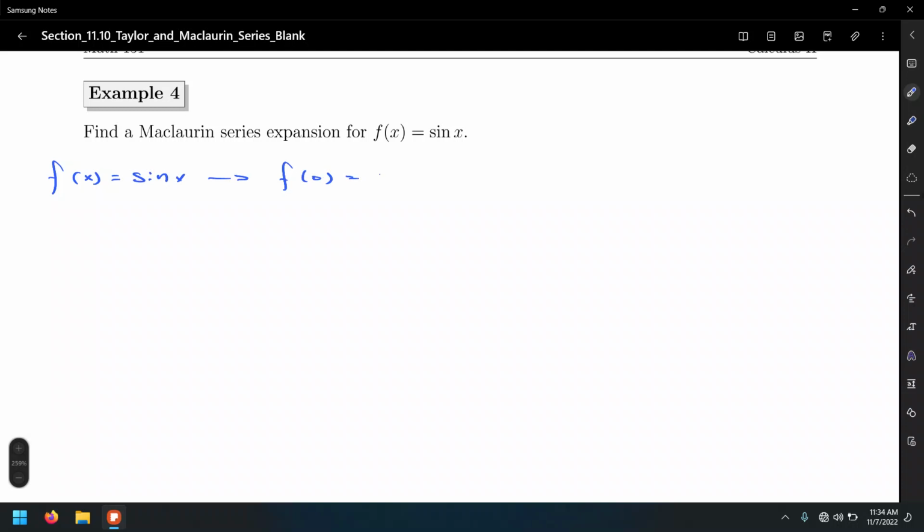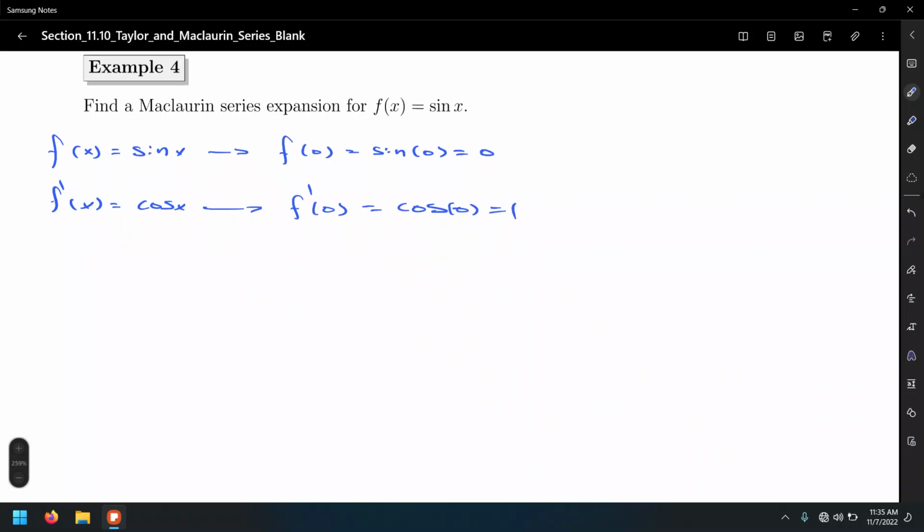F at 0, sine of 0 equals 0. Take the derivative, that's cosine. F prime at 0, cosine 0 is 1. Take the second derivative, negative sine. F double prime at 0, that's a negative sine of 0, that's 0.